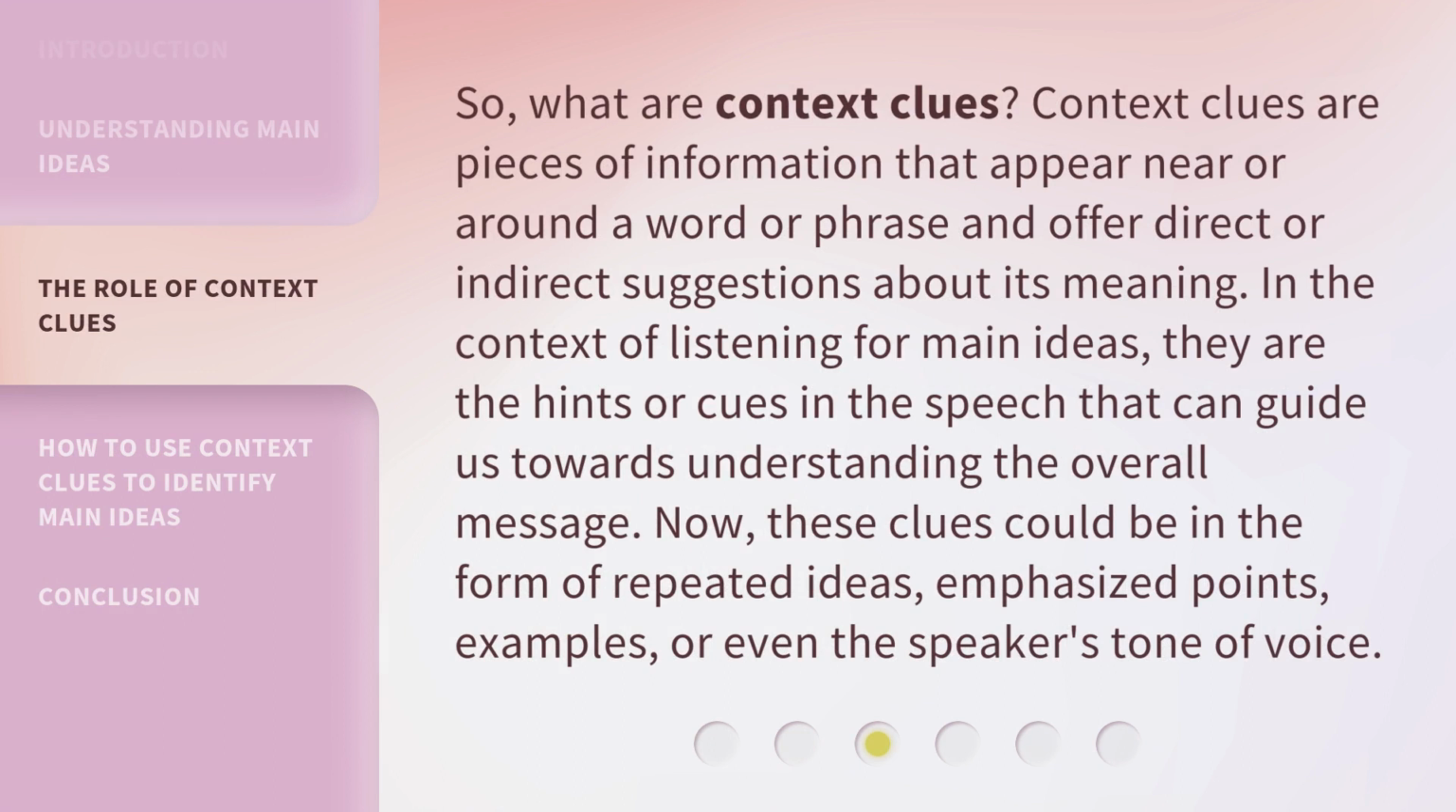So, what are context clues? Context clues are pieces of information that appear near or around a word or phrase and offer direct or indirect suggestions about its meaning. In the context of listening for main ideas, they are the hints or cues in the speech that can guide us towards understanding the overall message. Now, these clues could be in the form of repeated ideas, emphasized points, examples, or even the speaker's tone of voice.